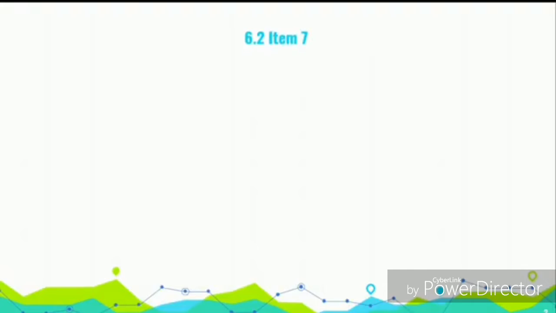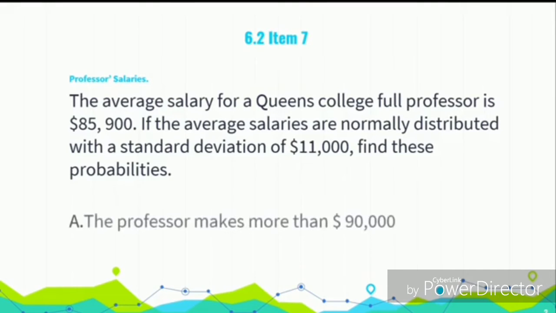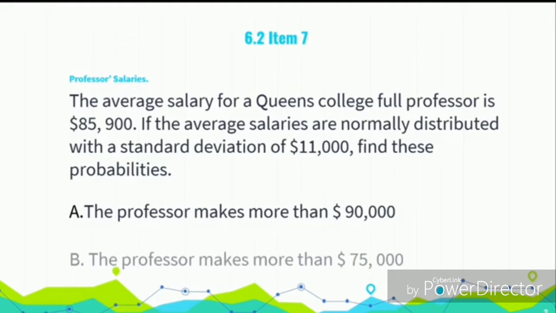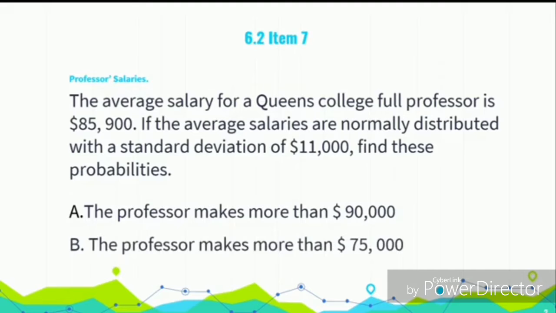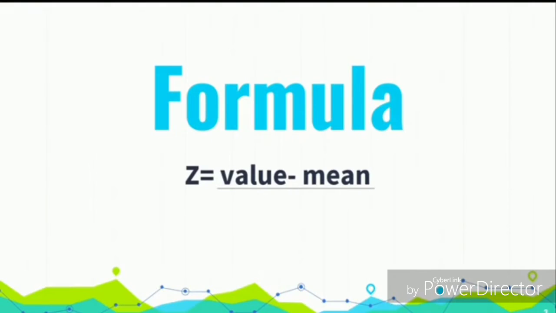In exercises 6.2, the item assigned to me is 7. Professors' salaries. The average salary for a Queen's College full professor is $85,900. If the average salaries are normally distributed with a standard deviation of $11,000, find these probabilities. Letter A, the professor makes more than $90,000, and letter B, the professor makes more than $75,000. So we have here the formula: z is equal to value minus mean over the standard deviation.